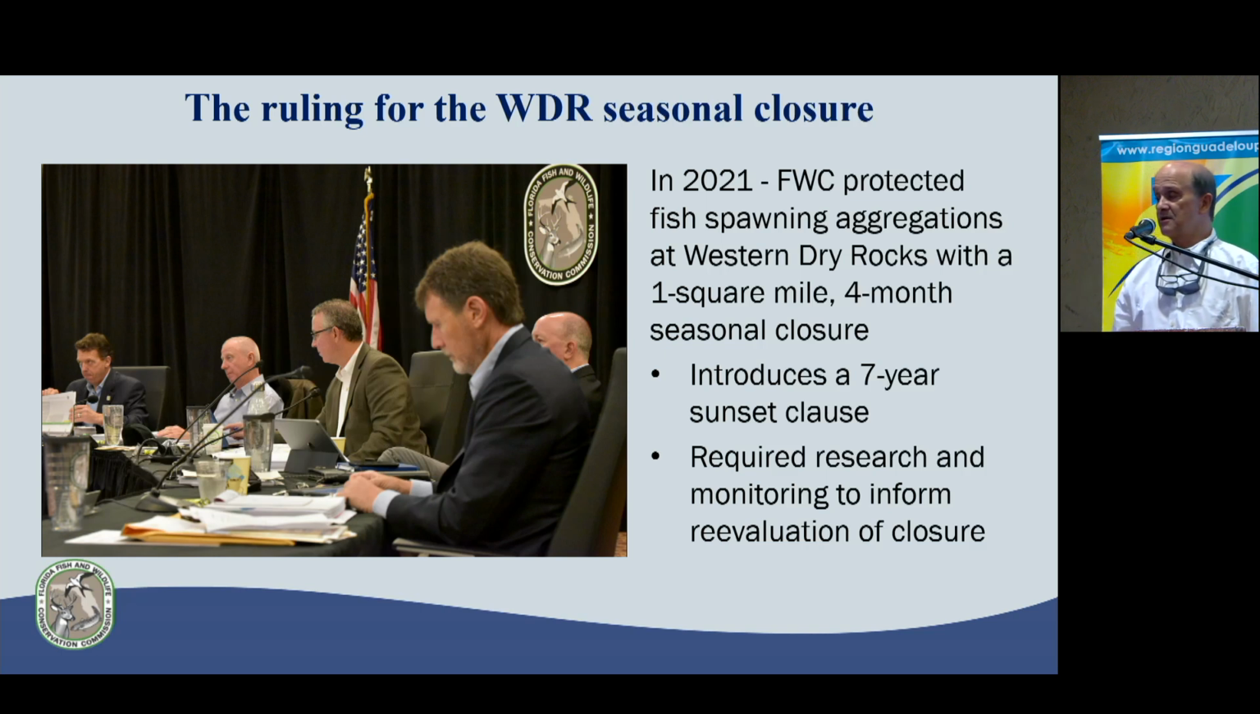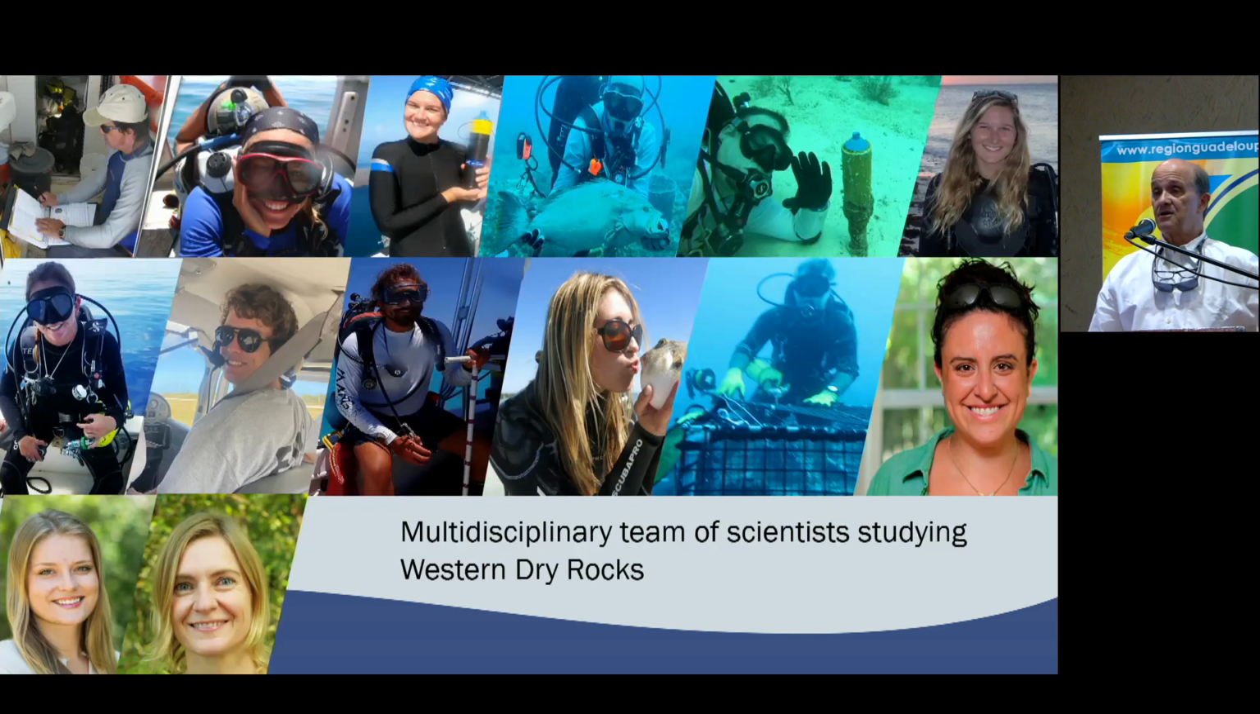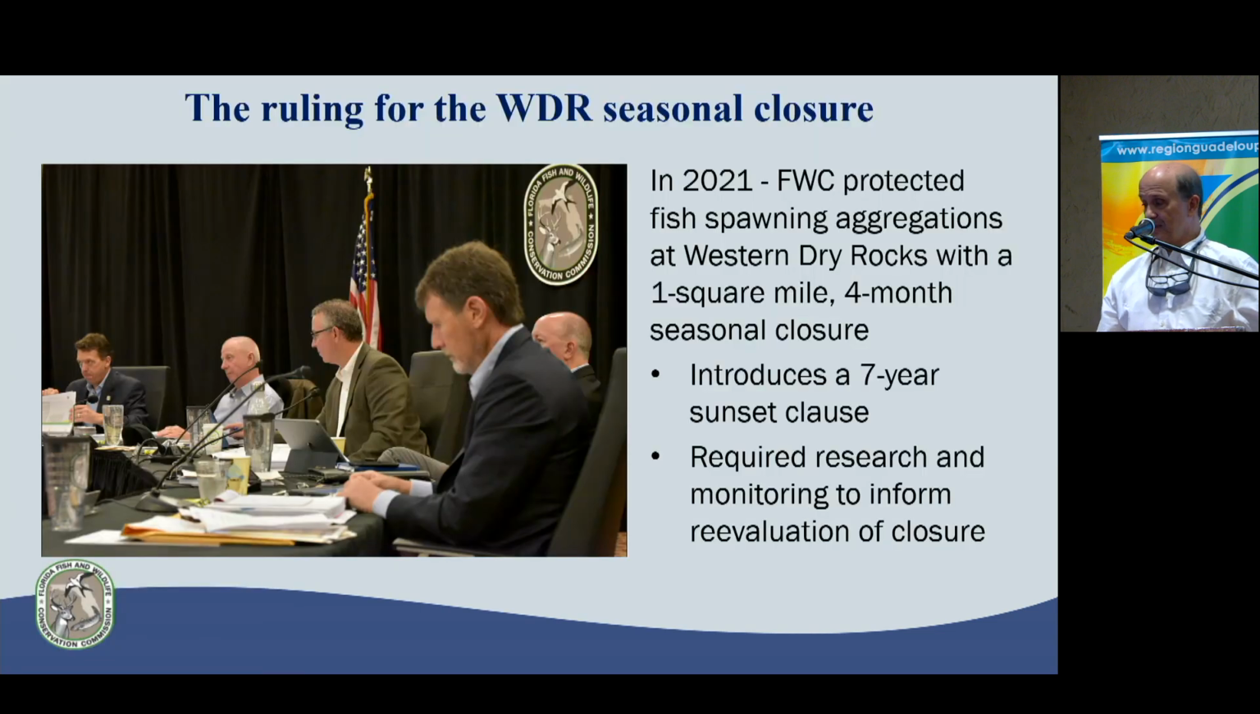So in 2021, we presented our preliminary results of the work done in Western Dry Rocks and the Tortugas to the Commission, and asked for a way to protect that area. The Commission decided to protect a small square area of 1 mile for 4 months, from April to July, with a caveat that we had to present results at 7 years of protection to see: is this area really working? Are we going to keep it? Are we going to let it go? That was the same thing that happened when we did it in the Tortugas.